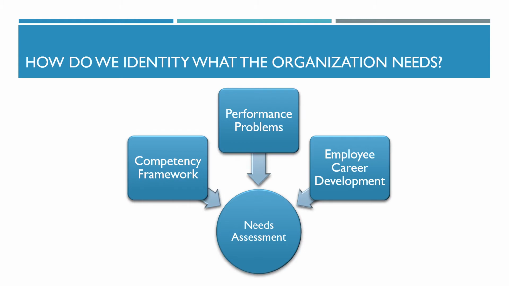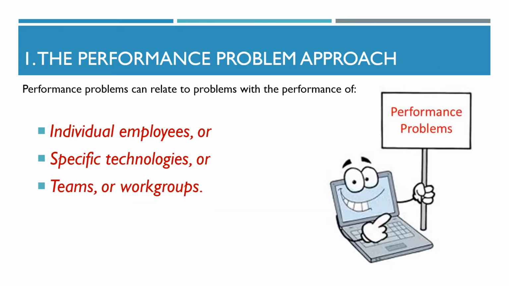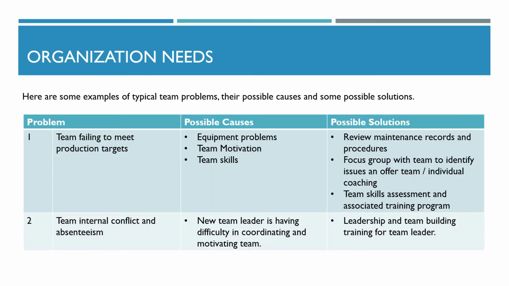So how do we set about identifying the training needs of the organization? There are 3 basic training needs assessment approaches: the performance problem approach, the competency framework approach, and the career development approach. Let's look at these in turn. Performance problems can relate to problems with the performance of individual employees, or problems with specific technologies, or teams, or work groups. Here are some examples of typical team problems, their possible causes and some possible solutions.